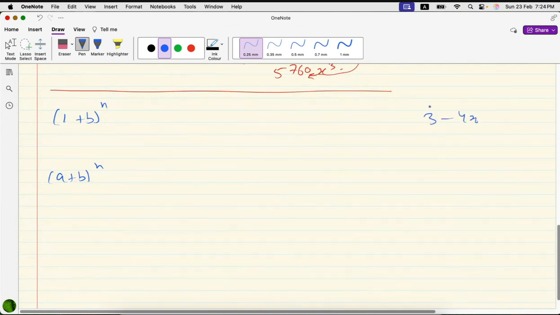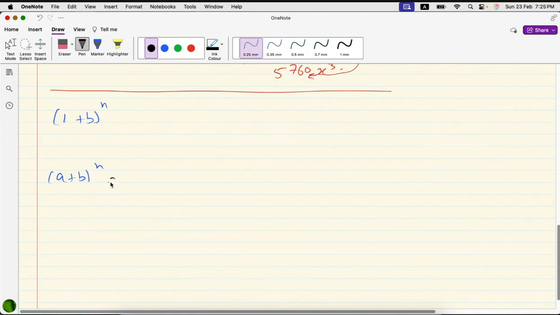3 minus 4x, we need to deal with both of them. And if it is 1 minus 4x, this is a, this is b. So wherever a will come, it won't matter what the power is. So we can write a simplified formula in those cases.